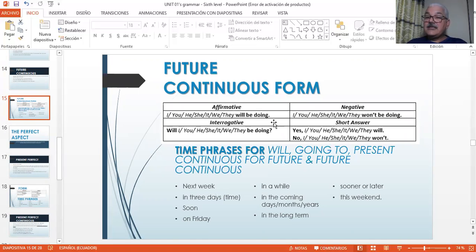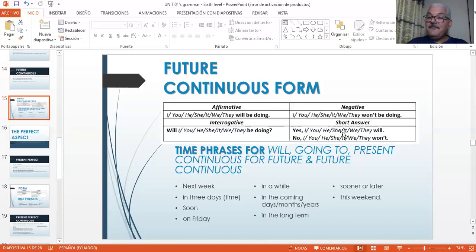So it's permanent. We always use will and we always use be because it's a future continuous form. If it is interrogative, we are not going to move to the beginning will and be. We will only move one of the two auxiliaries, that is will, the first one. We will say, will I, will you, will she be doing something, okay?